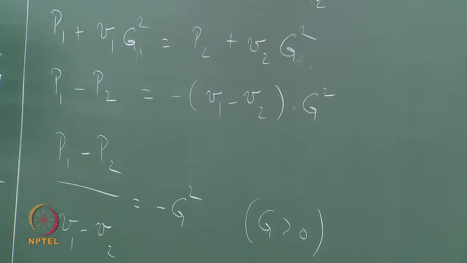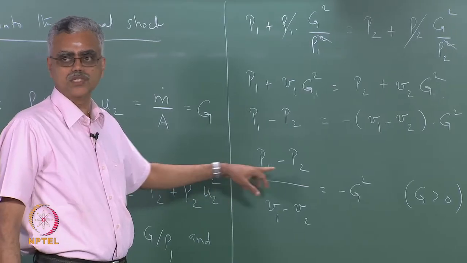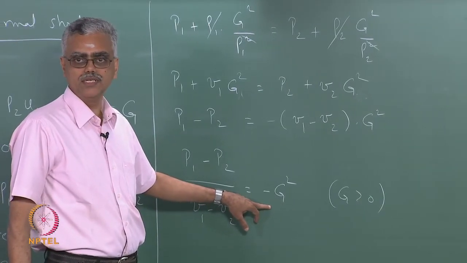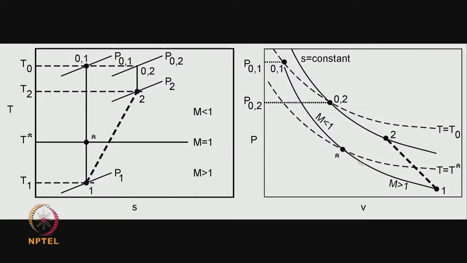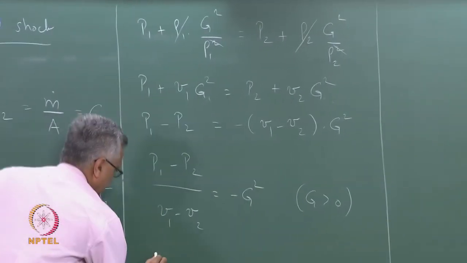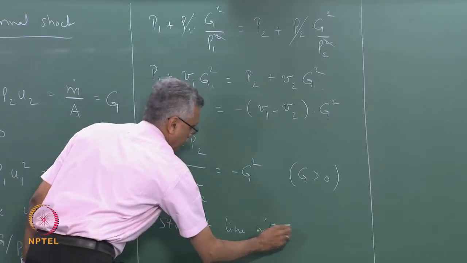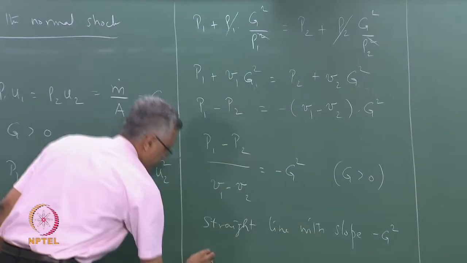So if you think of a PV coordinate space, this is the equation to a straight line passing through state points 1 and 2 with a slope which is negative. Remember, G is always positive, so the slope of this line is always negative. So I am going to redraw this PV diagram with a slightly different perspective. Okay, so what is that going to look like? Let us take a look. So let me complete this and say that this is a straight line with slope minus G square in PV coordinates.